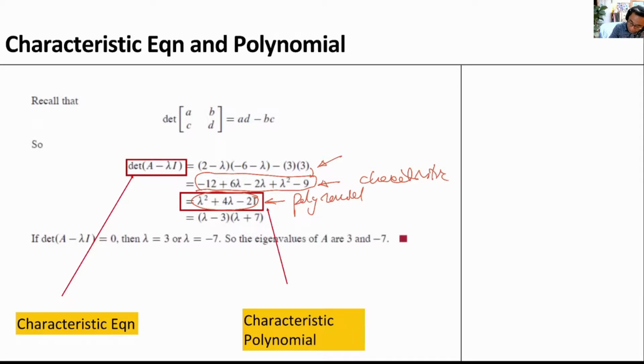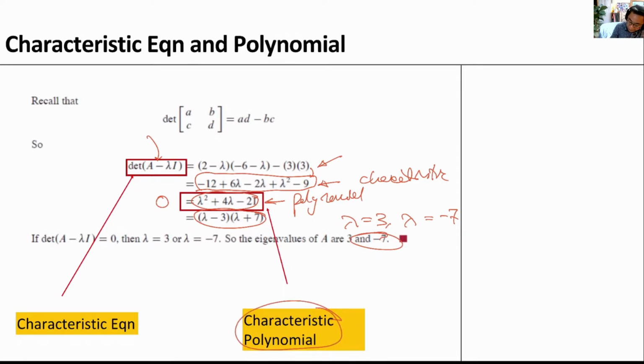And it should be equal to 0, because that's what we are claiming. We're claiming that this matrix is not invertible, therefore its determinant must be equal to 0. Now, we have a polynomial of second degree, second order, equal to 0. We can solve for it, and we factorize it. Lambda can be equal to 3, or lambda can be equal to minus 7, showing us that these are the two eigenvalues of A.